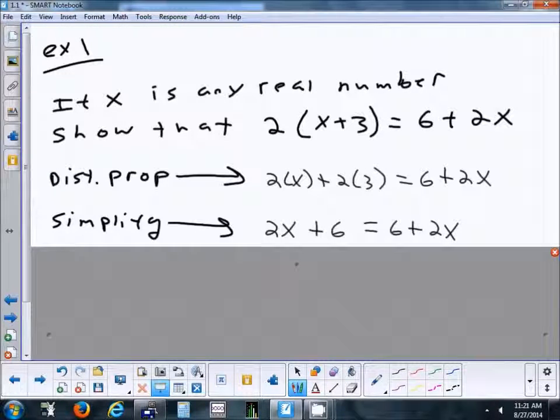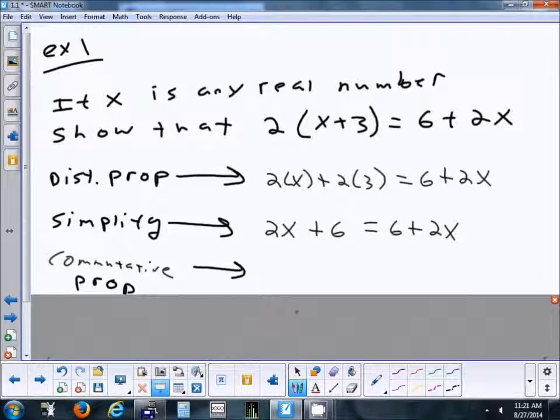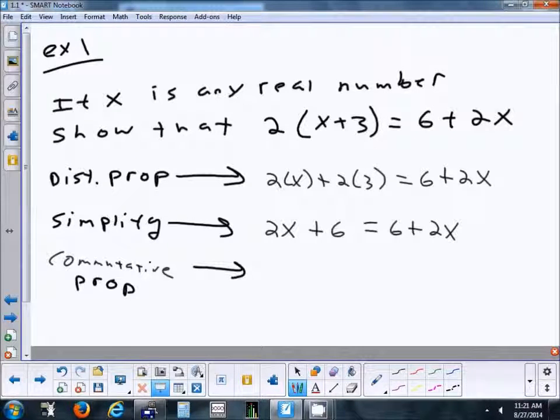Yep. And use the commutative property. It doesn't matter on which side. Okay. And specifically, is this a commutative property of addition or of multiplication? Go ahead, Priya. Which one? Addition. Yeah, this is addition. Okay. So I should add that in. Commutative property of addition, not multiplication. So now we have 6 plus 2x equals 6 plus 2x.